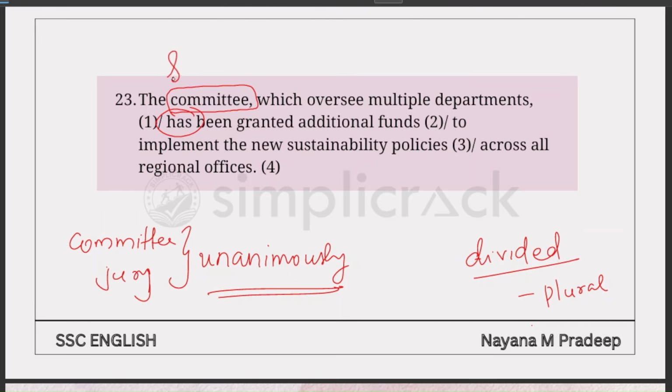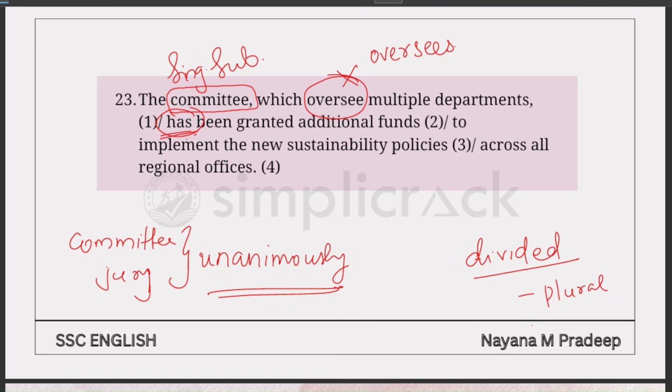So since it is a singular subject, now we understood that it is a singular subject. Is the use of oversee correct? Oversee is a plural verb. For a singular subject, you do not use a plural verb. You use a singular verb, which is oversees. So committee is used in the singular sense here. How did we understand that it is used in the singular sense?